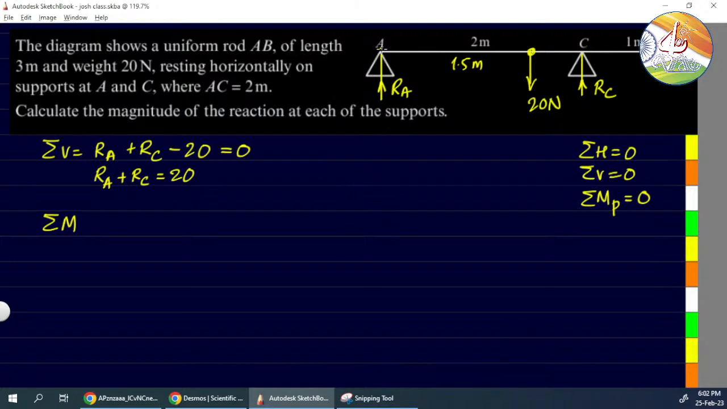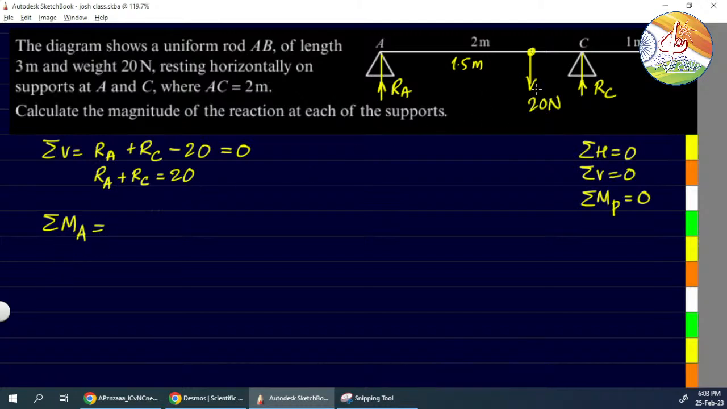So we should choose our points in such a way that at least one unknown will get cancelled. So we can either go with moment about A or we can go with moment about C. Which one do you want to take? Let's go with A, for example.